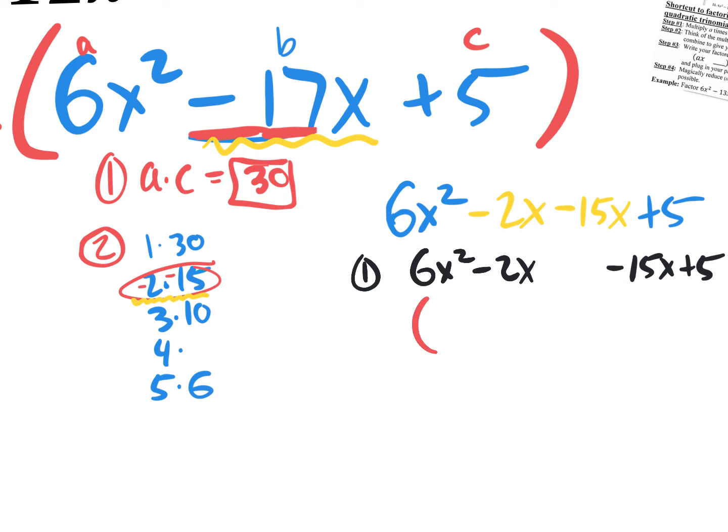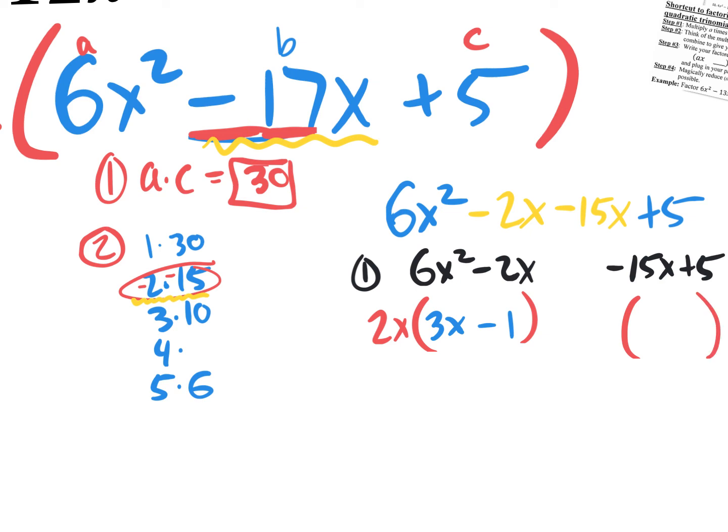Step 2, factor something out of both groups. Even if you can't factor something, pull out a 1. But you can pull out something from both groups. In the first one, we could pull out a 2x. What's going to be left over on the inside? 3x minus 1. Okay, and what could I pull out of the second group?